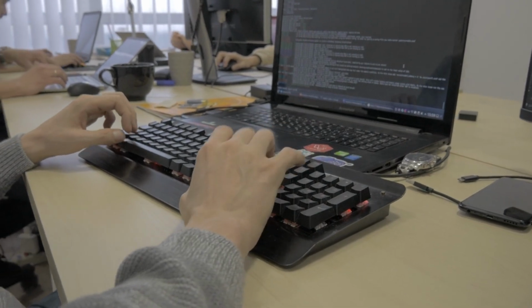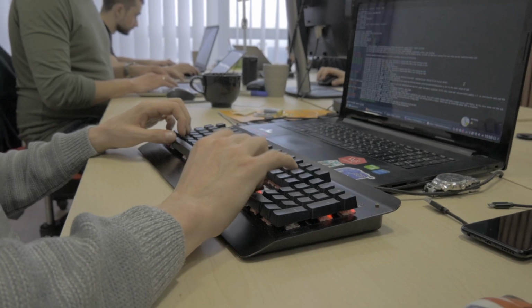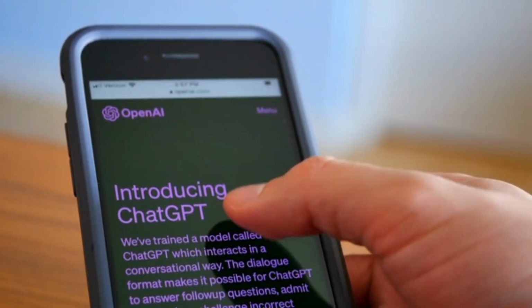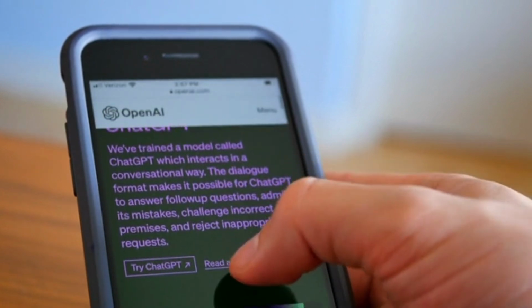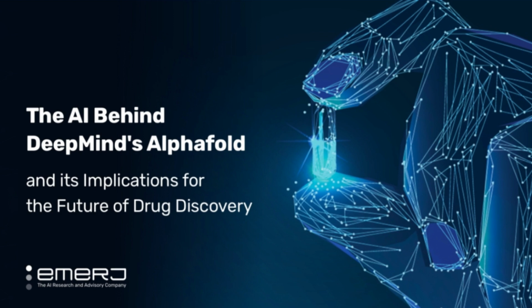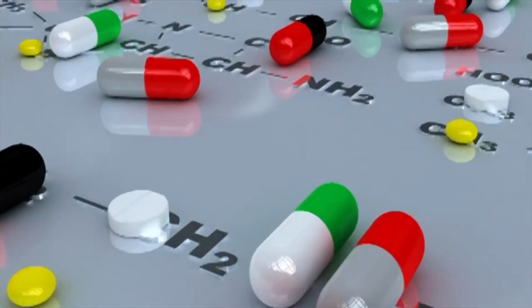Let's take a look at some current advancements. OpenAI's GPT series, including the model I'm using right now, has shown remarkable progress in understanding and generating natural language. DeepMind's AlphaFold has revolutionized our understanding of protein folding, which has significant implications for biology and medicine.